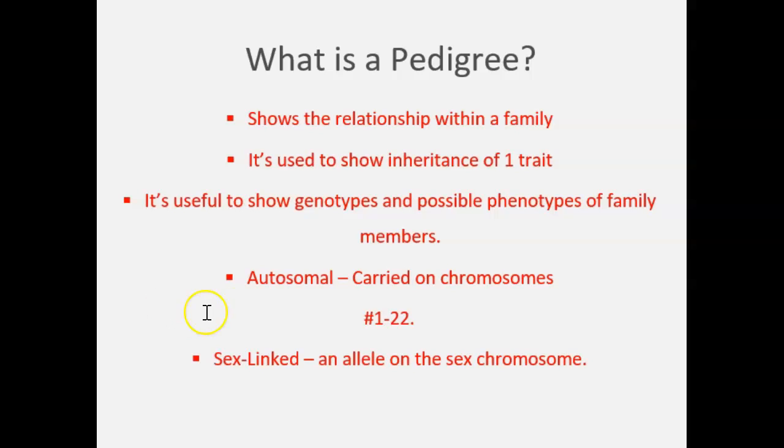They can be autosomal, meaning they're carried on any of the chromosomes in the body 1 through 23, or it can be sex-linked, which is chromosome number 23. So that's our 23rd pair of chromosomes, the X and the Y, or the sex-linked traits. So if the allele is carried on the sex chromosome, then it is considered a sex-linked pedigree.